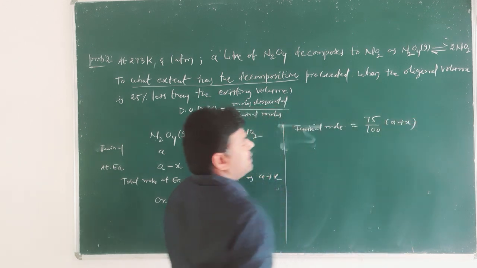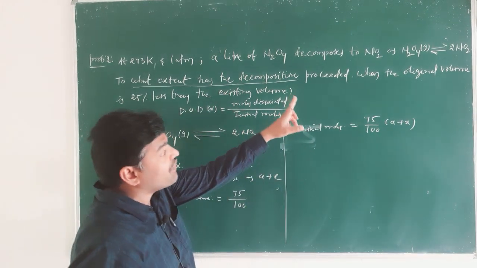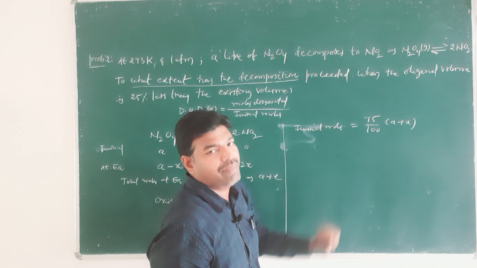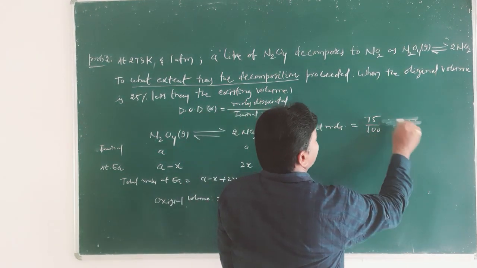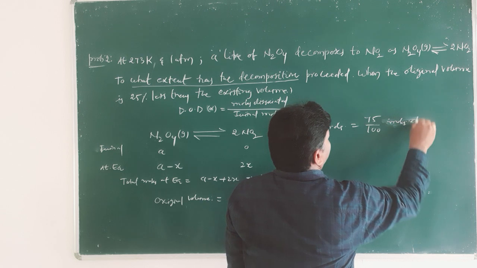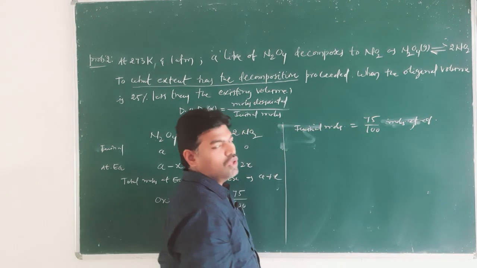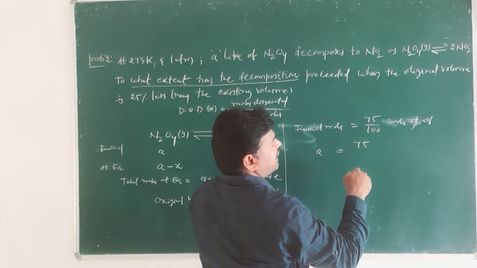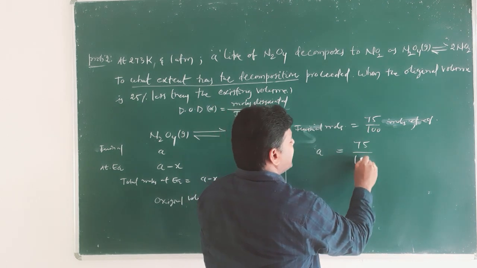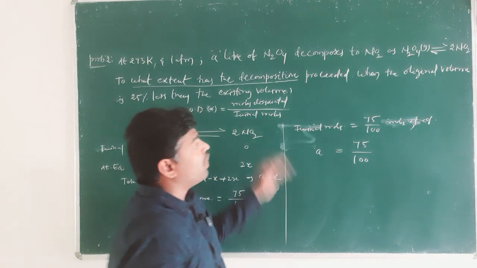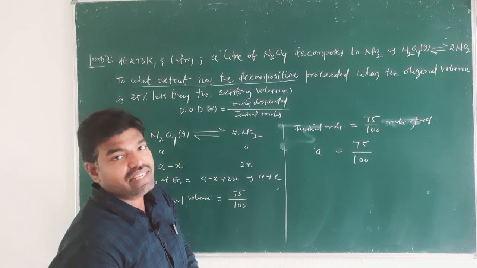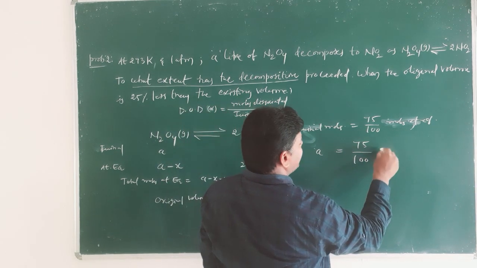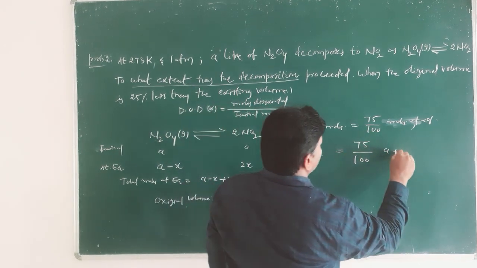plus x, because we should equate the initial moles to 75 by 100 into the total moles formed at equilibrium. So, the initial moles is A, and the moles formed at equilibrium are multiplied by 75 by 100. Why are we taking 75 by 100? Because the original volume is 25% less than the existing volume, so it is 75 by 100 into the moles at equilibrium, and the moles formed at equilibrium are A plus x.